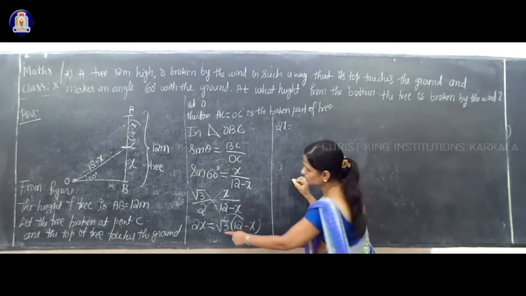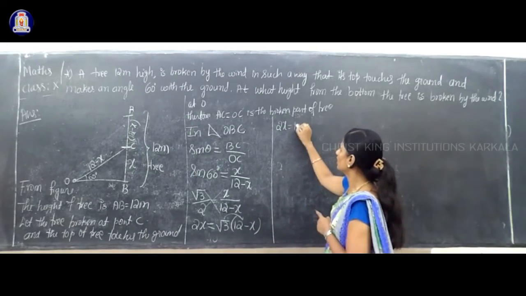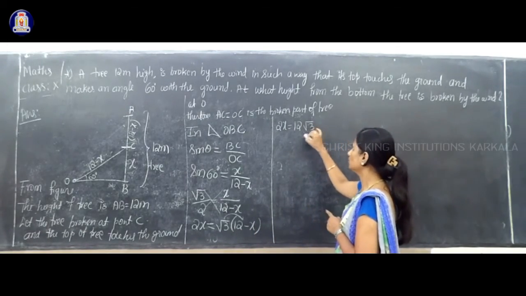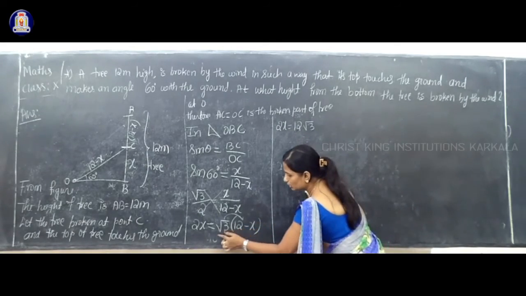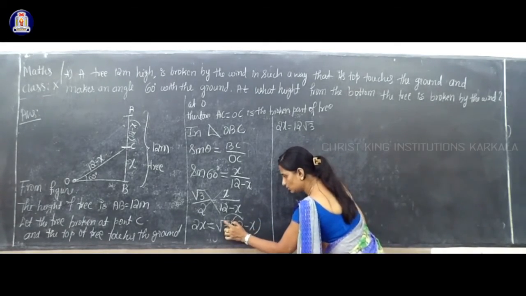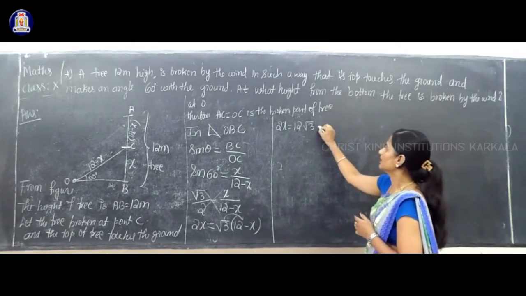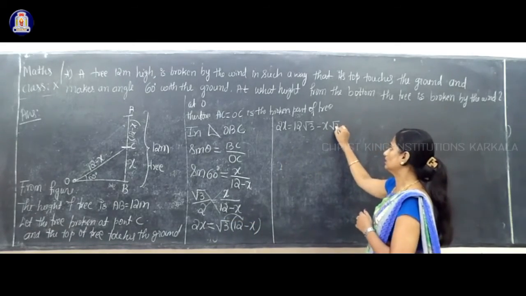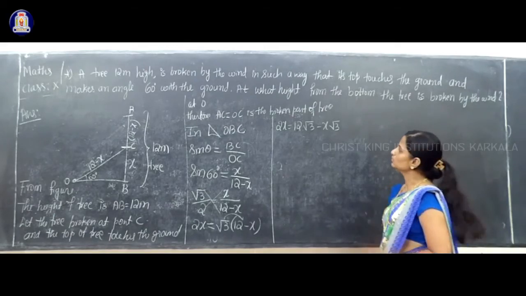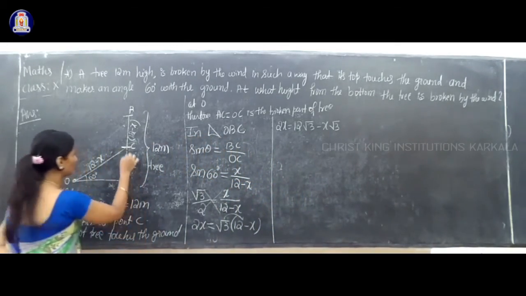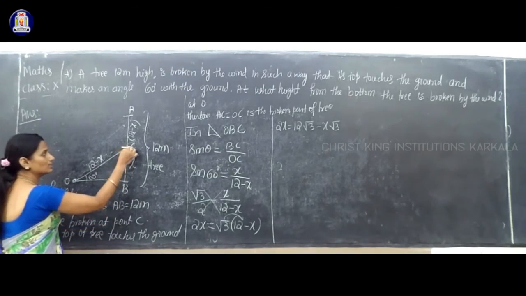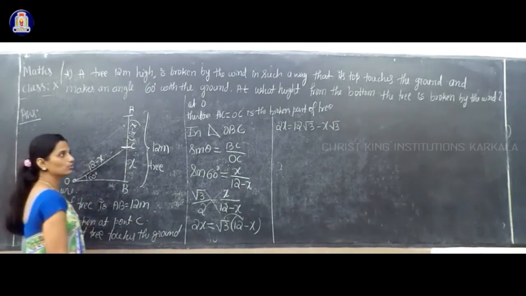So root 3 into 12 is what? 12 into root 3. Don't multiply 3 into 12 is 36. That is wrong. So 12 into root 3. Next root 3 into minus x is minus x root 3. Now next how to simplify? I need x is equal to, at what height it is broken. So x is equal to.